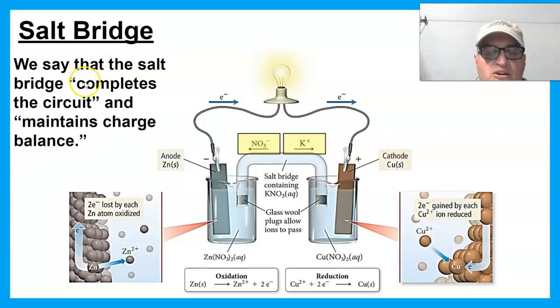So we say that the salt bridge completes the circuit and maintains charge balance. Without it, you don't get a flow of electricity. With it, you do. And if we didn't have something else in here, then we wouldn't have the circuit occur.